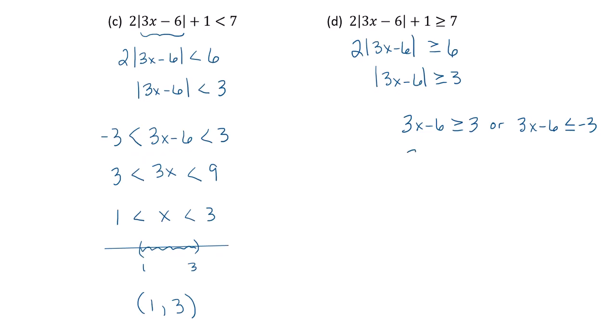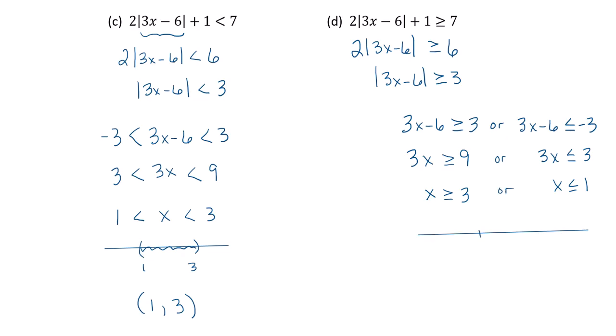And then I solve each of these inequalities. So 3x is greater than or equal to 9 after I add 6 to both sides, then x is greater than or equal to 3 after dividing by 3. I have over here 3x is less than or equal to 3 after adding 6 to both sides, and x is less than or equal to 1. Remember, we have an or between these.